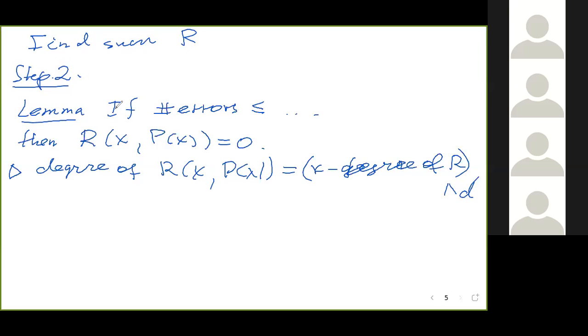So somehow we need to ensure that if the number of errors is small, then that polynomial has many roots counting multiplicities. Many means at least d. So instead of proving this, we can show that this polynomial has more roots counting multiplicity than its degree, because then by the algebraic theorem, we know that it is actually 0. So how many roots must that polynomial have?